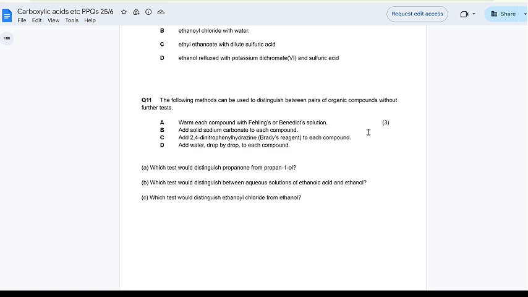B and C. Let's just do these quickly. Which test between aqueous solutions of ethanoic acid and ethanol? B, right? Yeah, B. Says for carboxylic acid there, with the thing we read before. Which test would distinguish ethanoyl chloride from ethanol? Yeah, D is going to produce a carboxylic acid with that, so maybe D.